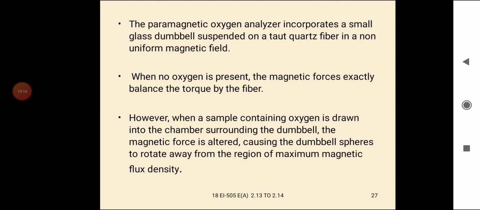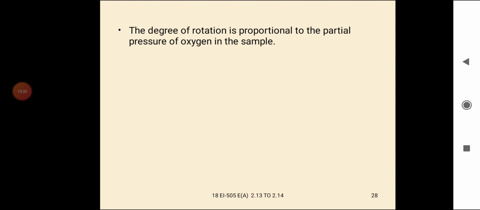However, when a sample containing oxygen is drawn into the chamber surrounding the dumbbell, the magnetic forces are altered, causing the dumbbell spheres to rotate away from the region of maximum magnetic flux density. The degree of rotation is proportional to the partial pressure of oxygen in the sample.